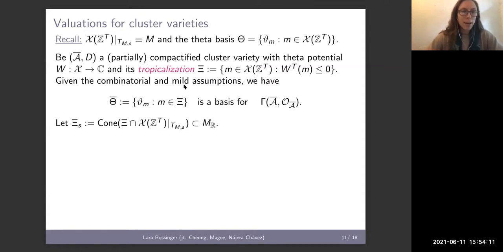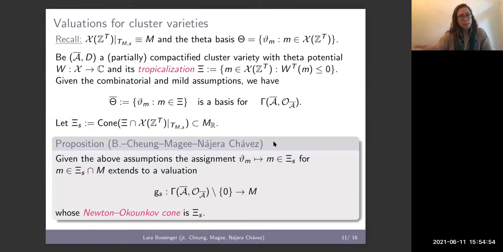And for this to work, I need the combinatorial assumptions and the mild assumptions. So from now on, we will be working with cluster varieties where this is satisfied, as it's also satisfied for my examples. And by psi s, I will denote the cone I get. So it will be the intersection of the tropicalized superpotential with the integer points, and then realized with respect to my choice of seed. So I get a cone inside M_R. That is my notation for the lattice tensor R.